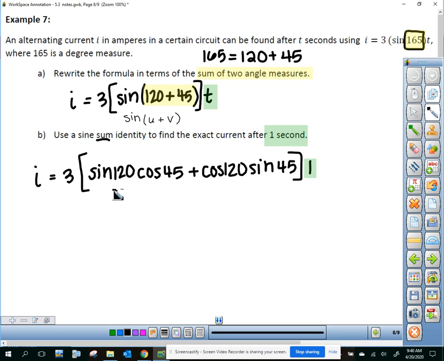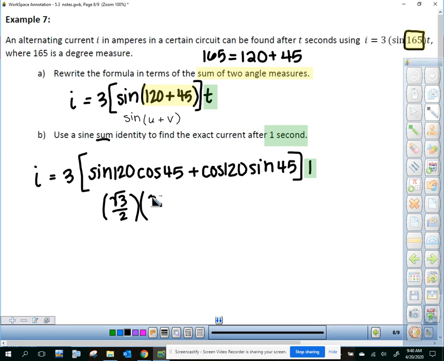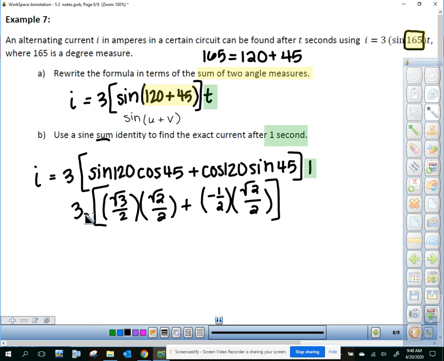All right, so think about your unit circle. You should know these values. At 120, sine is root 3 over 2. At 45, cosine is root 2 over 2. At 120, cosine is negative 1/2. And at 45, sine is root 2 over 2. I have to take care of all that first. Now the 3 times the 1 is just a 3, so I'm going to go ahead and drop that 1. Within this, I've got root 6 over 4 and negative root 2 over 4.